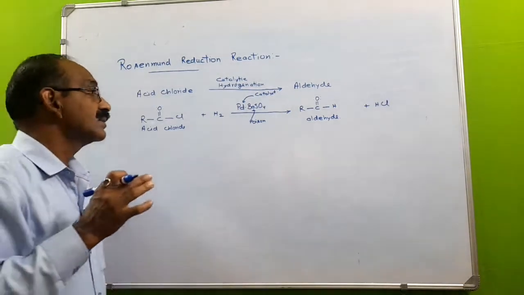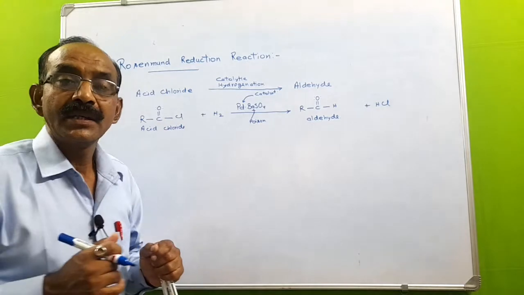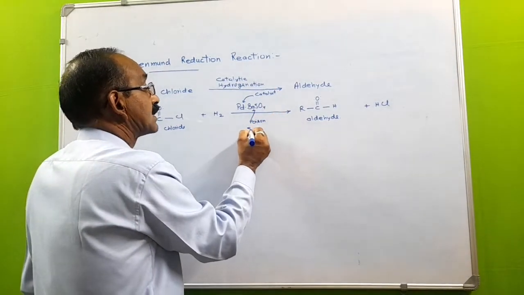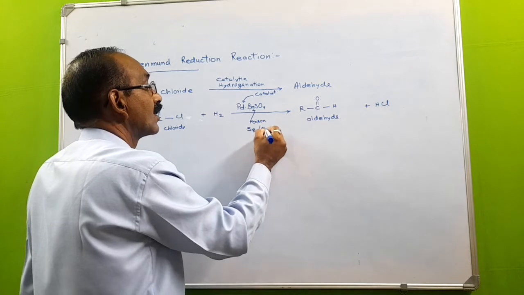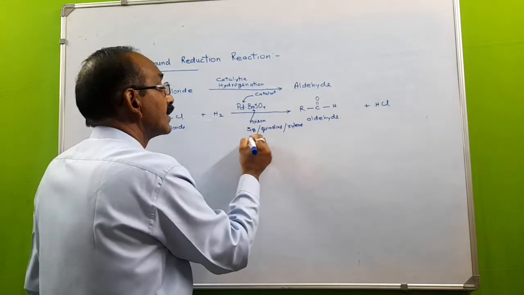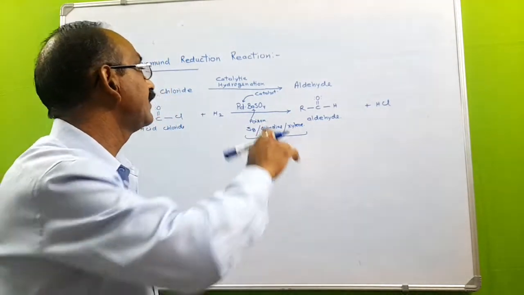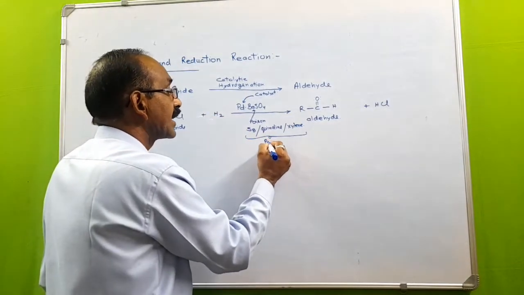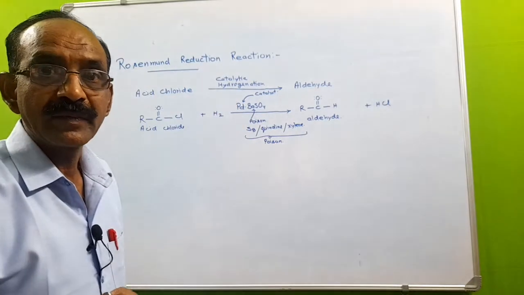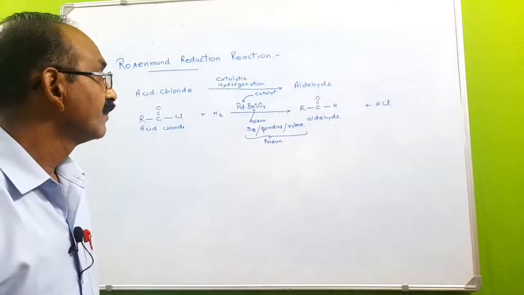See, sometimes what happens here, if the acid chloride is more reactive, in that situation sulfur or quinoline or xylene are added to reduce the activity of the catalyst, means they are used as a poison in addition to the BaSO4. This occurs if the acid chloride is more reactive.